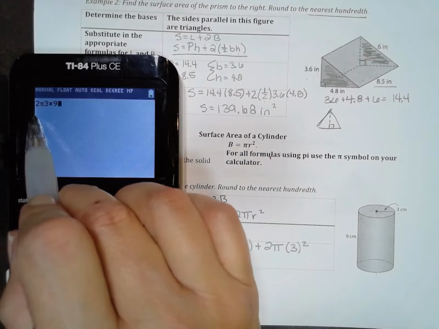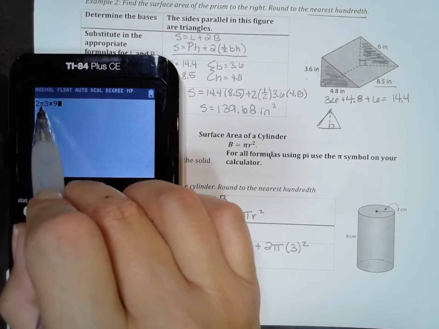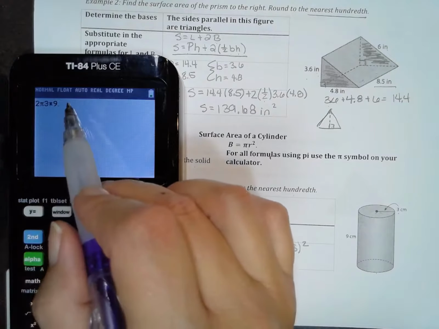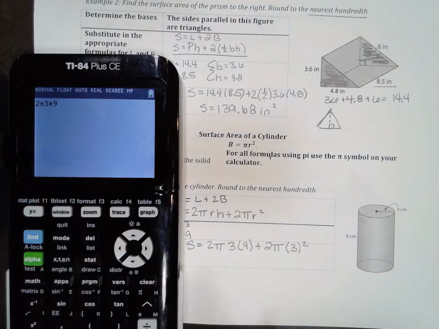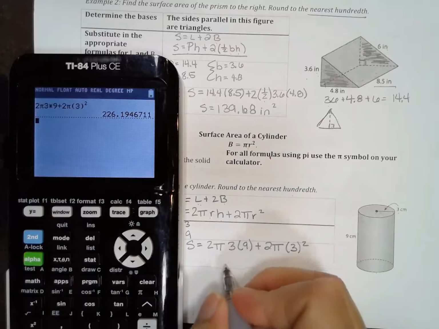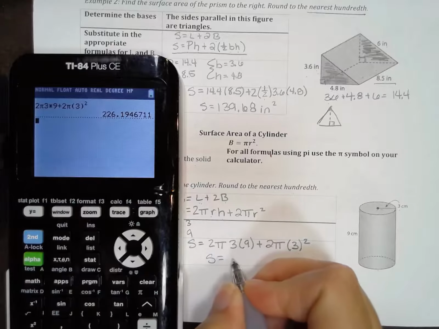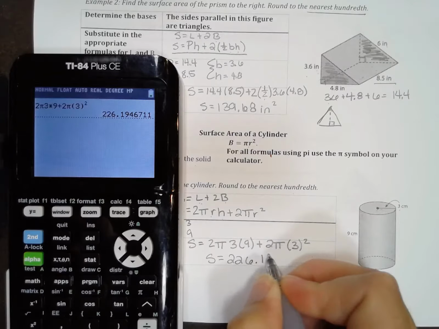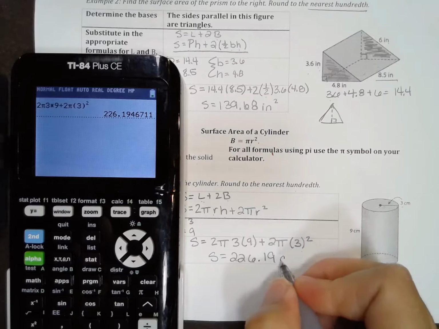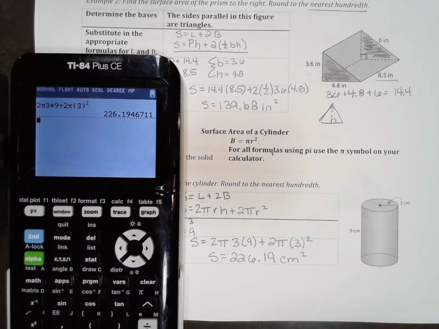Notice, when I put this in the calculator, you can put multiplication signs between numbers and pi, but if you don't, the calculator knows that that just means you need to multiply times pi. And then we're going to say plus 2 times pi again, and this time 3 squared. I'm going to put that in parentheses just so that I can visually see that the only thing I've squared is the 3. When I hit enter, I get a big long decimal, but remember my direction said round to the nearest hundredth. So my surface area is 226.19. My cylinder was measured in centimeters, so it's centimeters squared.